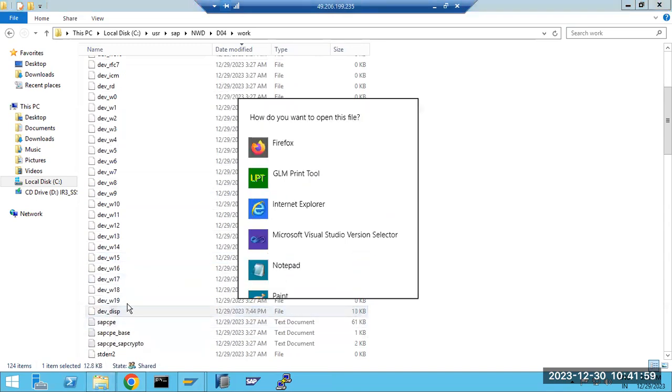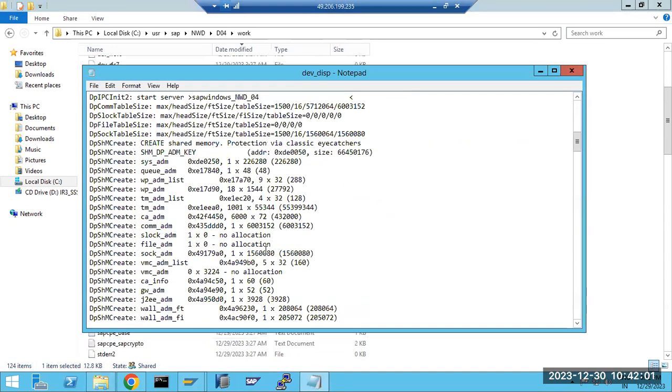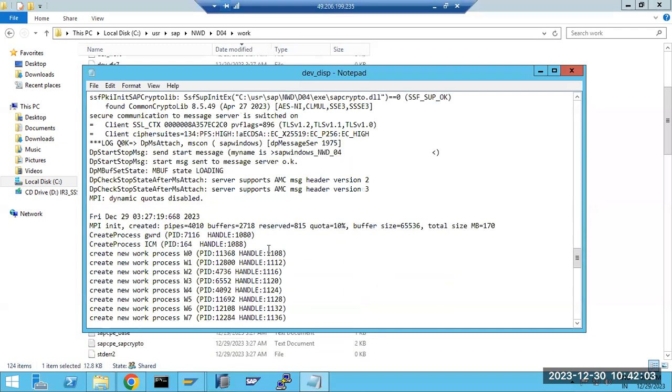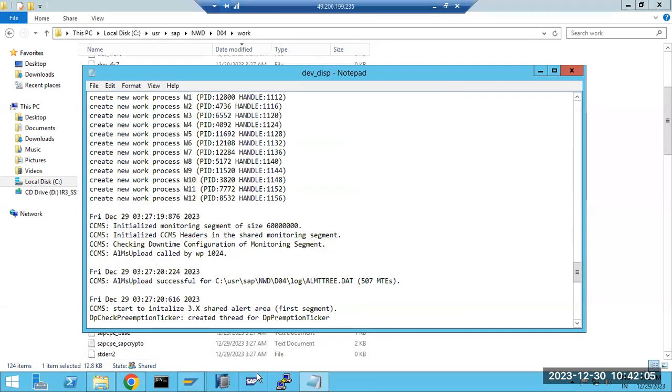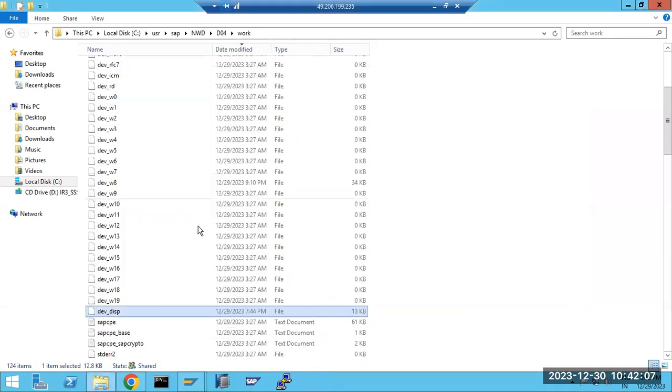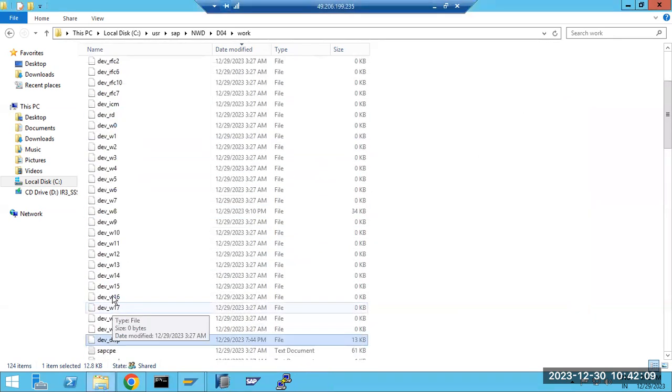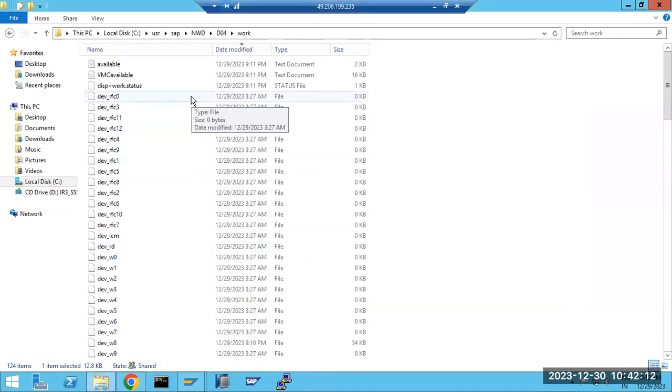So we can see how the dispatcher is behaving here. All the information we can track. Each and every process-specific log file we can find in the work directory. This is one of the troubleshooting directories here.